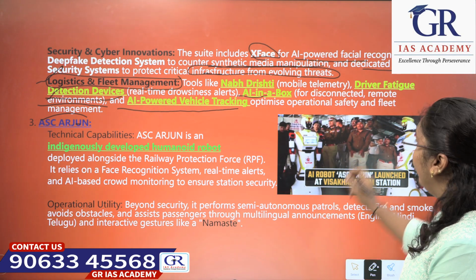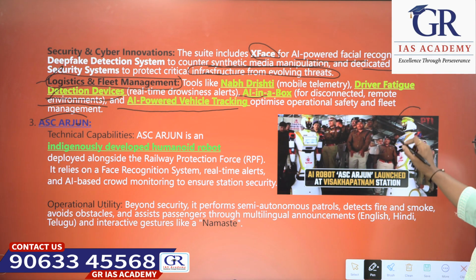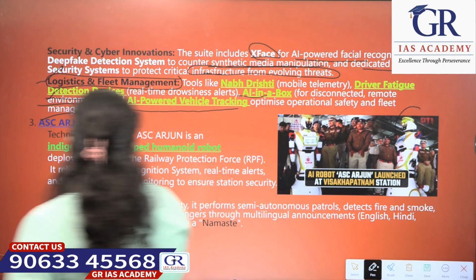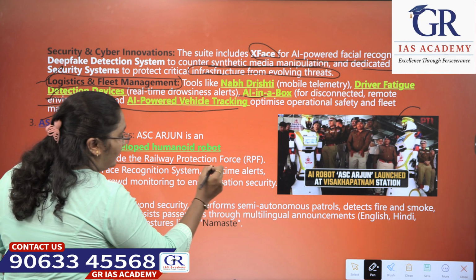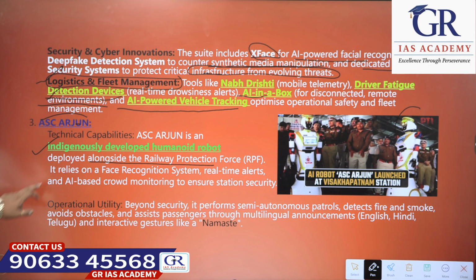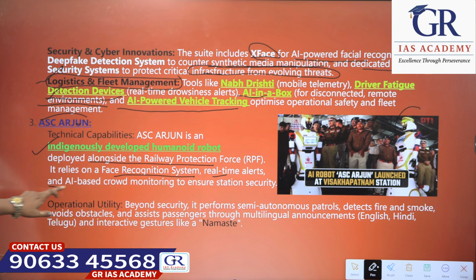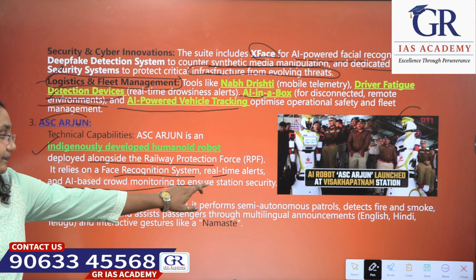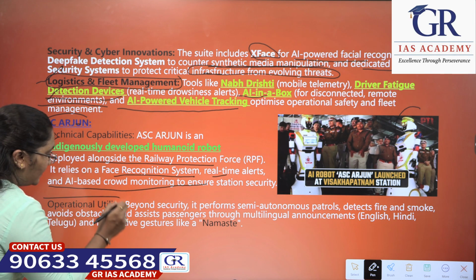Okay, next. I have already told you about ASC Arjun. ASC Arjun was launched at Visakhapatnam railway station. The technical capability of ASC Arjun is that it is an indigenously developed humanoid robot deployed alongside the Railway Protection Force, RPF. It relies on a face recognition system, real-time alerts and AI-based crowd monitoring to ensure station security.